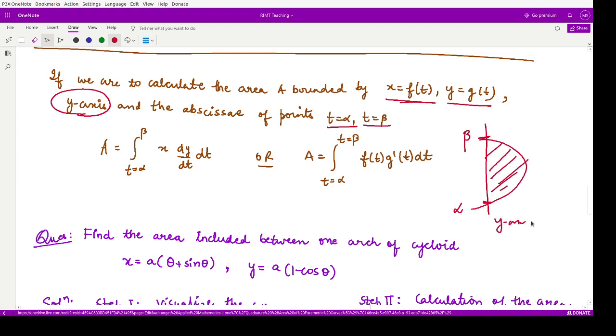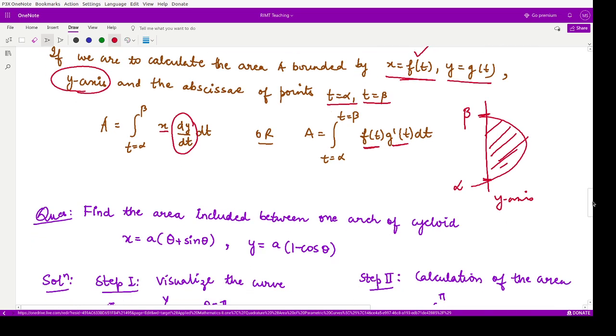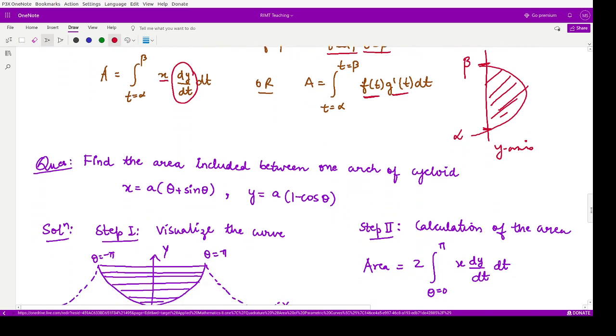This is the y-axis. So here the area is calculated by inverting the roles of x and y. So here we have the integration, t varies from alpha to beta, x of dy by dt into dt. What is x? x is simply f of t, this is given to us, and y is given to be g of t. So when you take its derivative with respect to t, it would be g dash t dt. So this is the formula for calculating the area. So let us see the question.